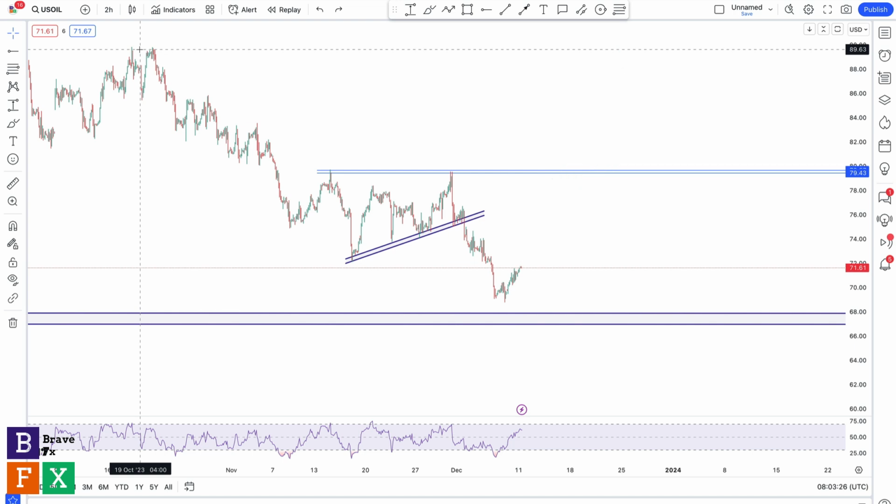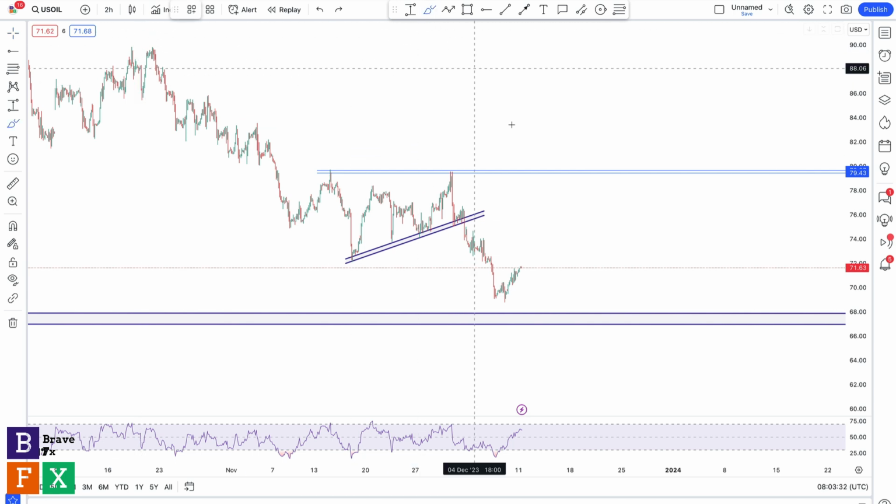So I've just shown you 2 possible scenarios to go long on crude oil. So for a short position, what would I do? I'm going to wait for something like this.